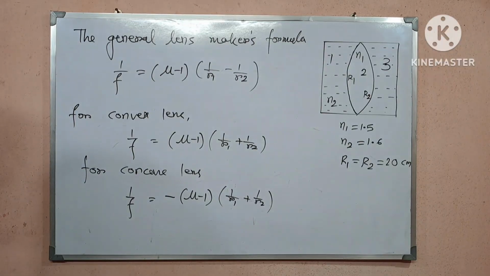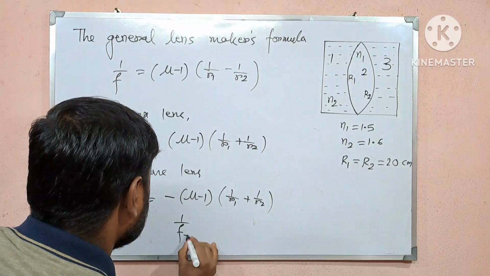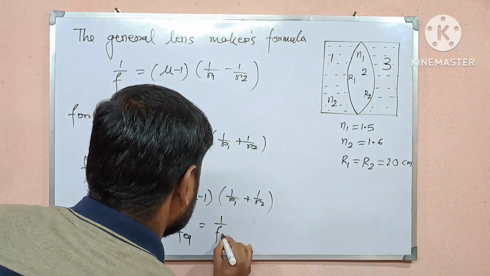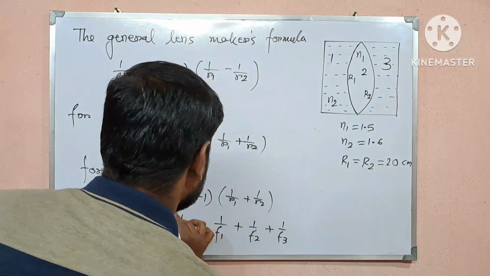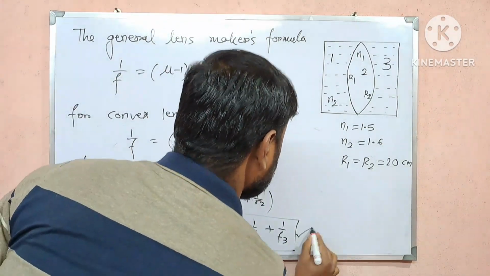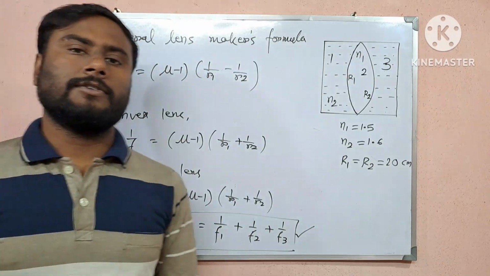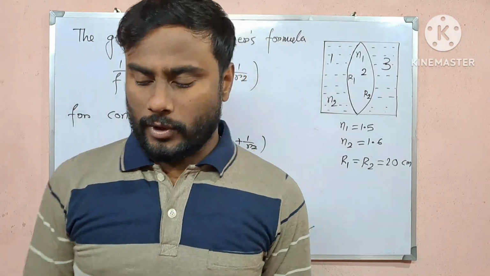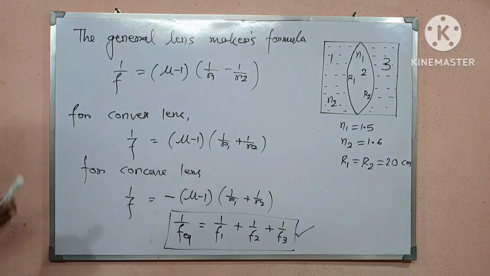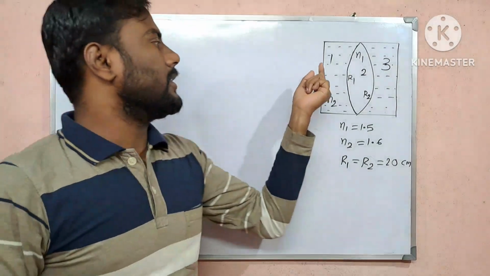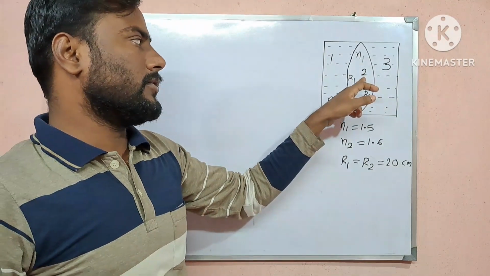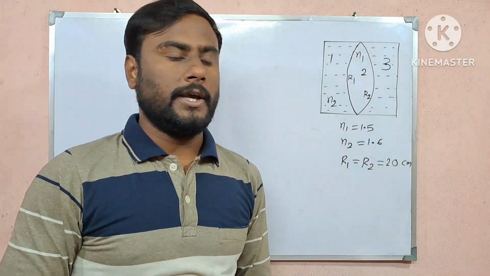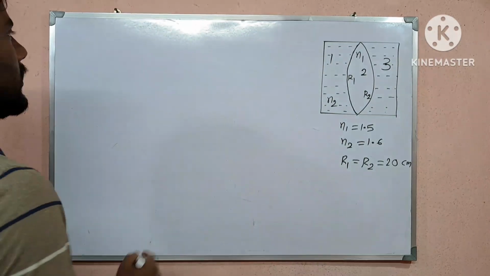The equivalent focal length formula, 1 by f equivalent, is basically 1 by f1 plus 1 by f2 plus 1 by f3. And another thing that we know is generally the focal length is positive for convex lens and the focal length is negative for concave lens. We consider focal length of lens 1 is f1, that for lens 2 is f2, and that for lens 3 is f3. So how will we calculate f1?